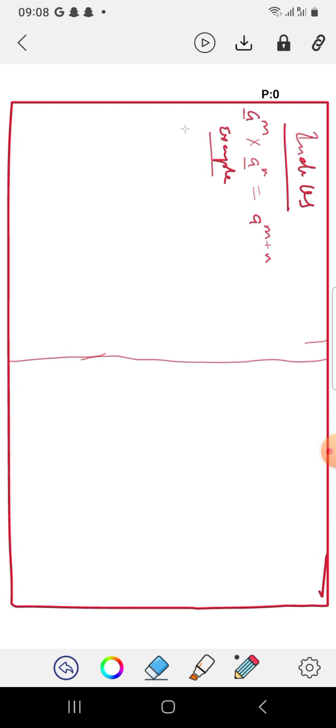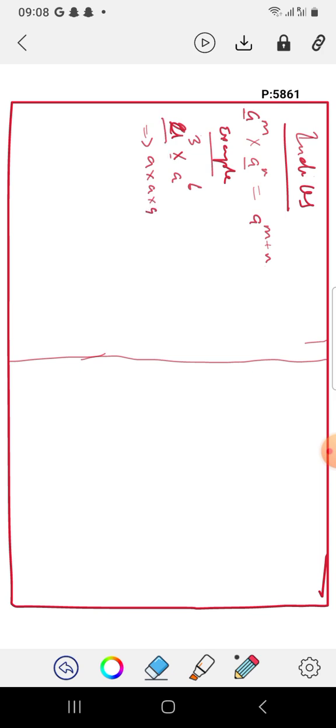So let's look at a raised to power 3 times a raised to power 6. What's the meaning of a raised to power 3? That's a times a times a.